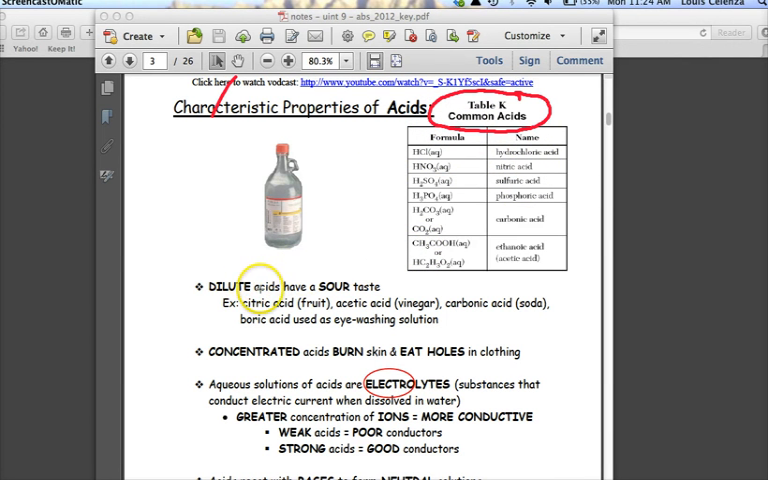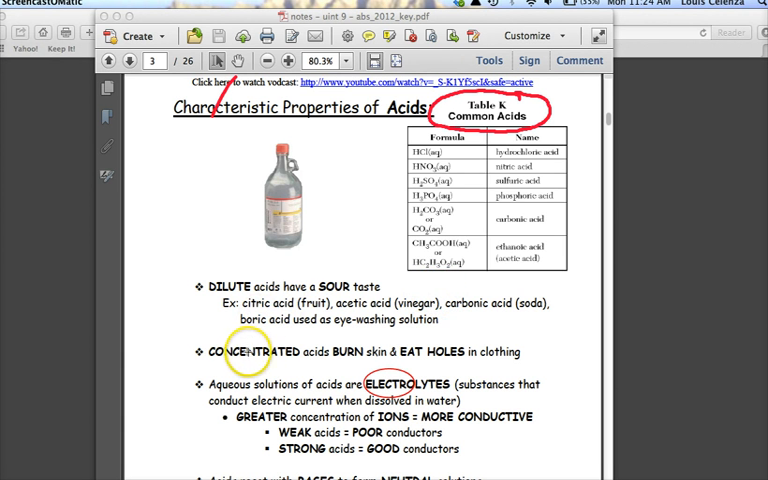One of the properties of acids that are dilute, meaning they're not very strong, they have a lot of water mixed in, is that they have a sour taste. Best examples would be fruits like lemons. Lemons have citric acid in them. Notice that lemons are, of course, sour. Acetic acid, which is vinegar, is sour also. And carbonic acid, which is the acid that they put in sodas. Some sodas are very sour tasting.